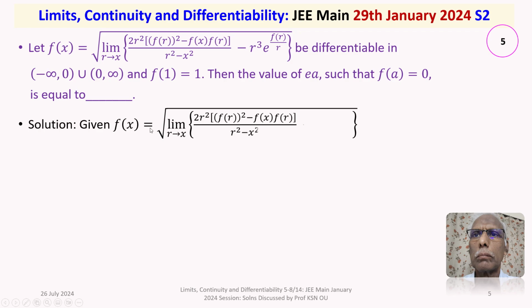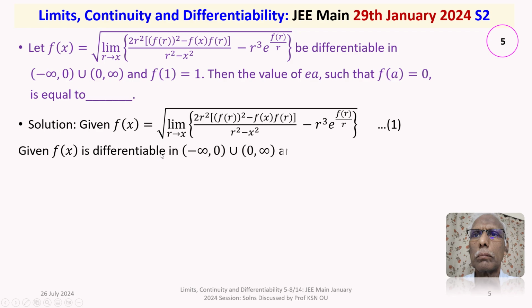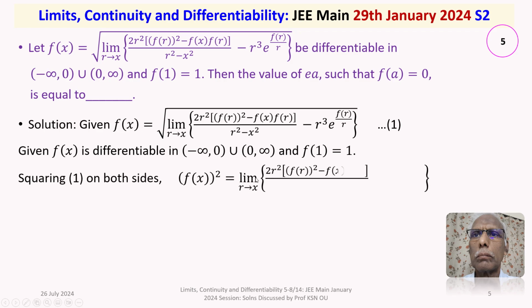We are given f of x like this. Call this as the equation 1. Now, it is given f of x is differentiable on the whole of the real number line except at x is equal to 0. And the value of f at 1 is equal to 1. Let's now square this equation 1. So squaring, we get f of x whole square is equal to limit r tends to x of the whole of the given expression.